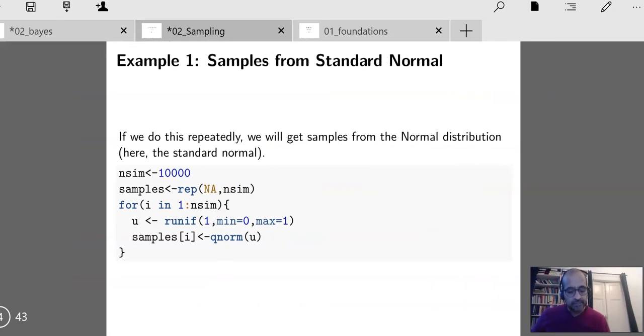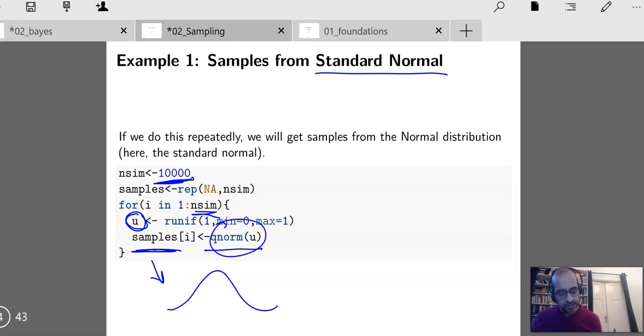So the second example is sampling from the standard normal, right? So this is not a second example. This is just the same example I showed you just now. I'm getting 10,000 samples from the standard normal by repeatedly, 10,000 times, generating a random number between 0 and 1, then using the qnorm function to save my sample in each of the cells of this vector called samples. And this vector will contain 10,000 samples of a normal distribution with mean 0 and standard deviation 1.